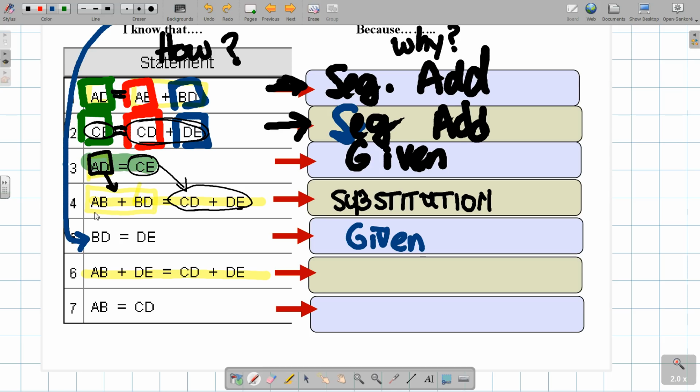Did you find it? AB is exactly the same. Do you see BD? Look what we did. Because we say BD and DE are equal, we can swap BD out and put in DE. And there's a reason why we're doing that. Take one thing out, put something else in. That's called substitution.